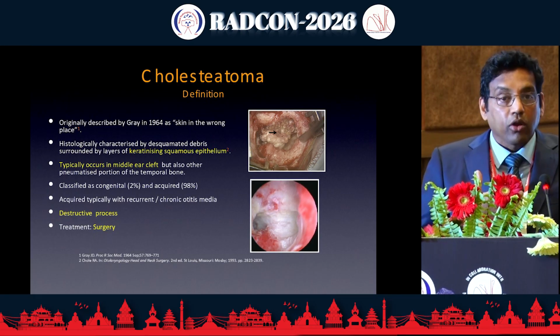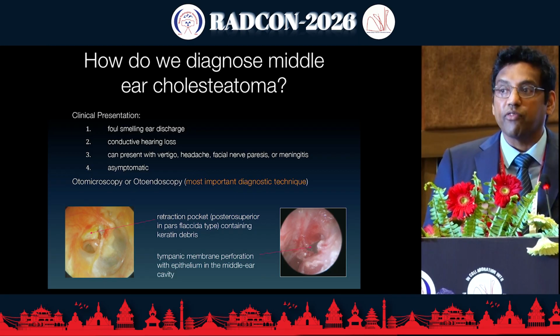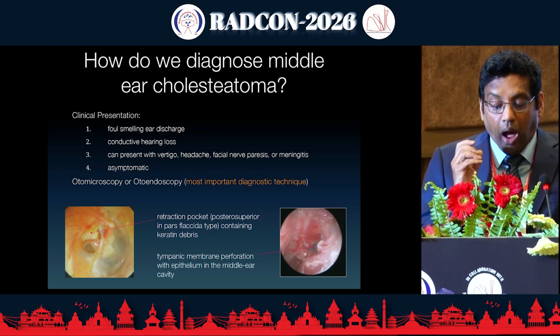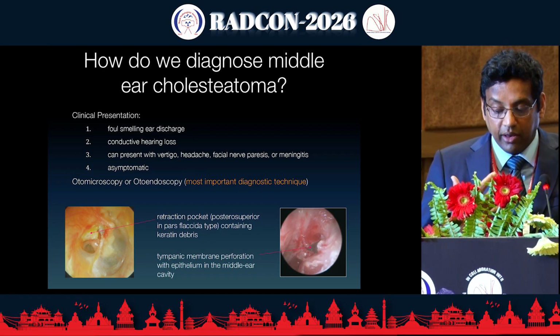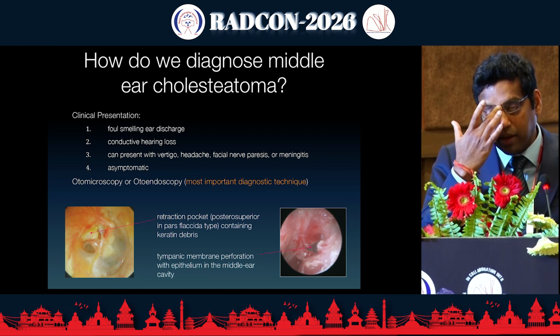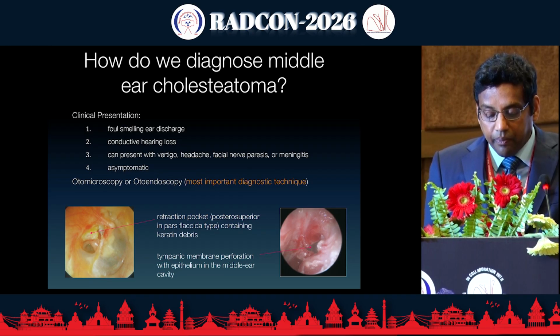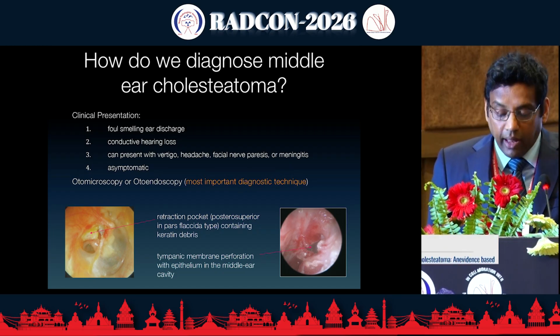Okay? So how do we diagnose cholesteatoma? It's actually a clinical diagnosis. It's very important for you all to know this as radiologists, because how does it present? Usually foul-smelling discharge and conductive hearing loss, just like chronic otitis media. But when you do the otoscopy, you'll see a superior retraction pocket, typical for cholesteatoma, and containing keratin. Keratin is very important to make the diagnosis of cholesteatoma.